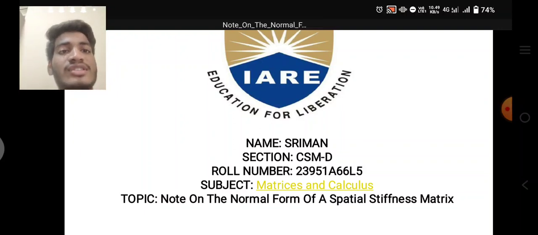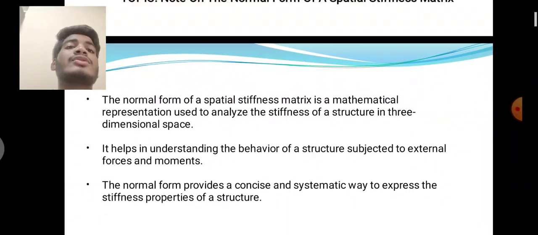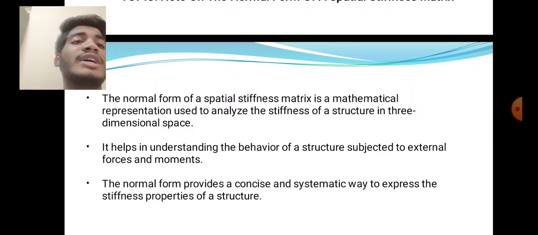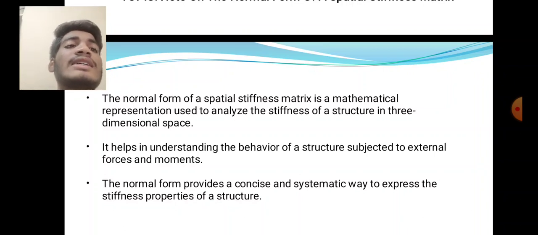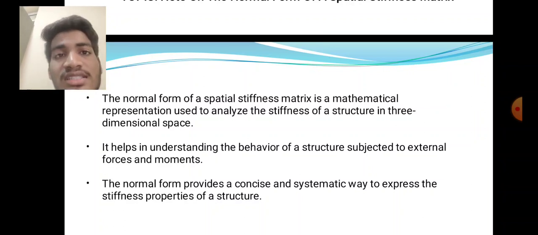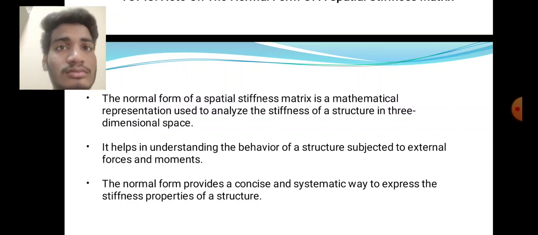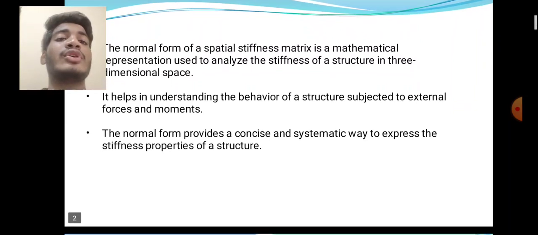Here I am going to discuss a note on the normal form of a spatial stiffness matrix. If you see the first slide, the normal form of a spatial stiffness matrix is a mathematical representation used to analyze the stiffness of a structure in three-dimensional space. It helps in understanding the behavior of a structure subjected to external forces and movements. This normal form provides a concise and systematic way to express the stiffness and properties of a structure.